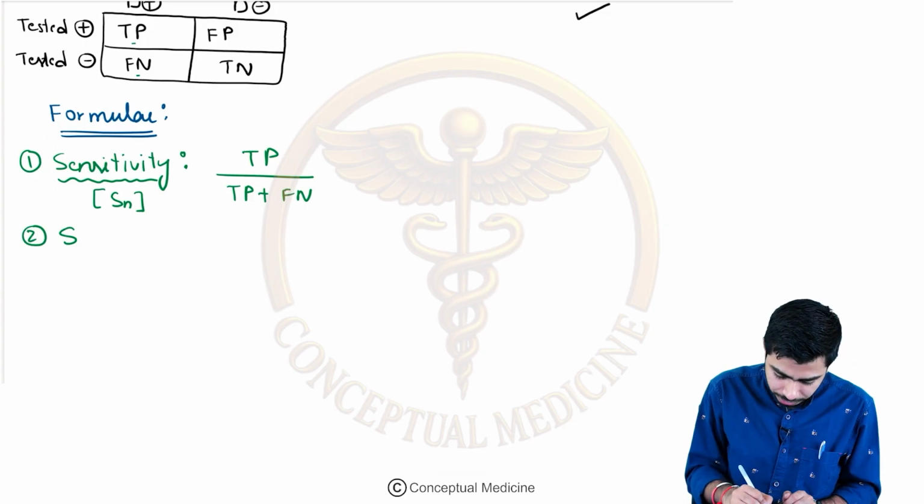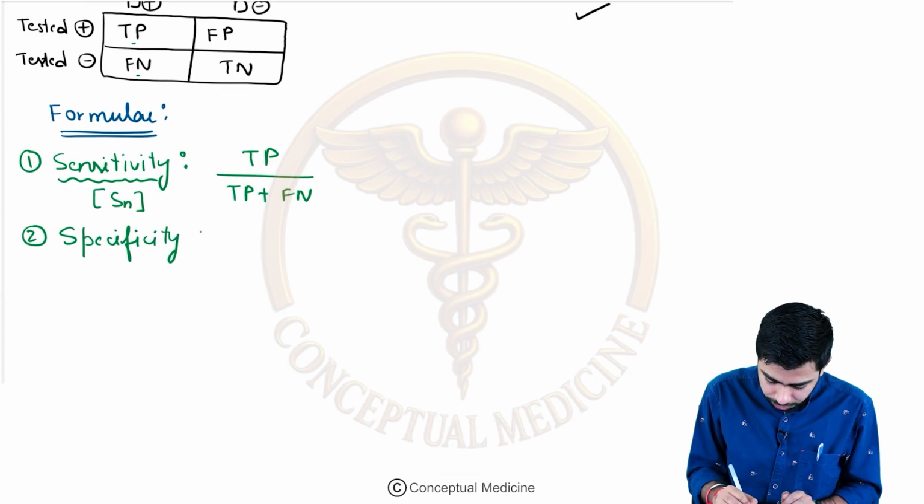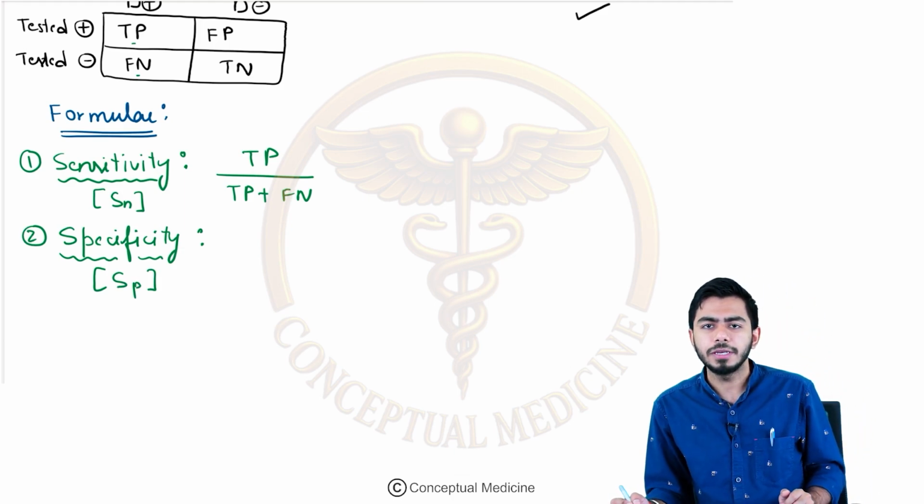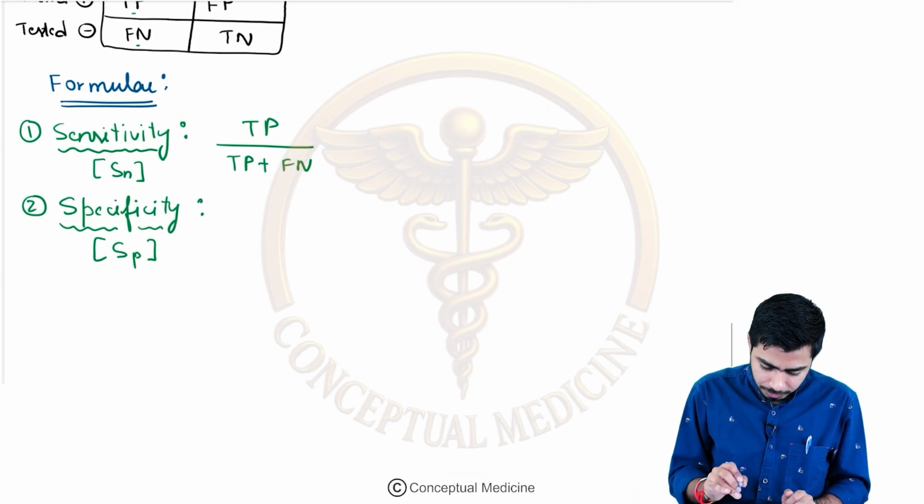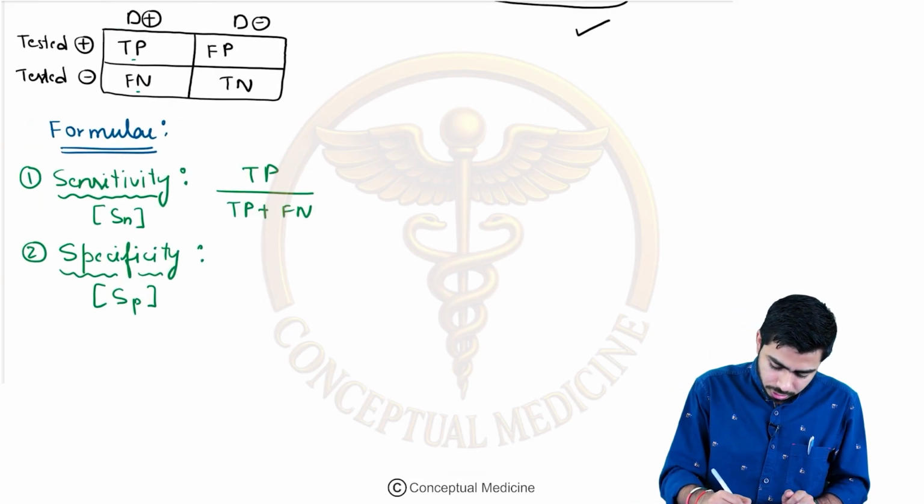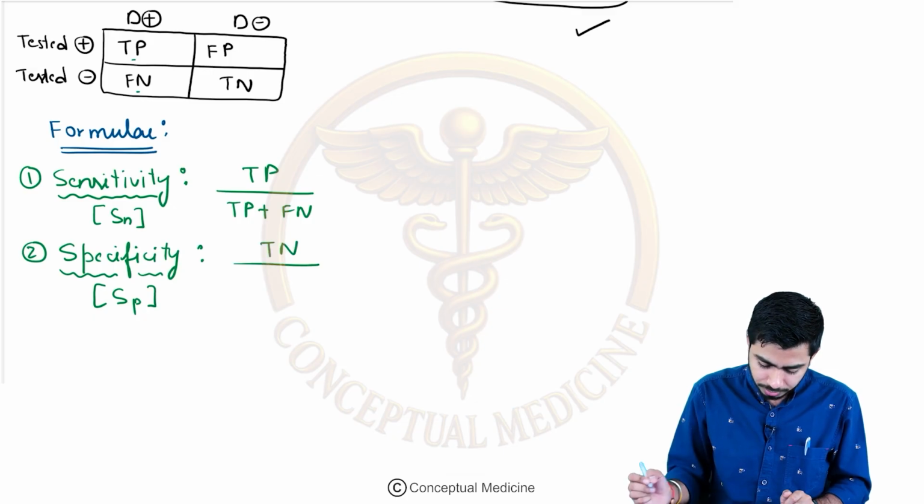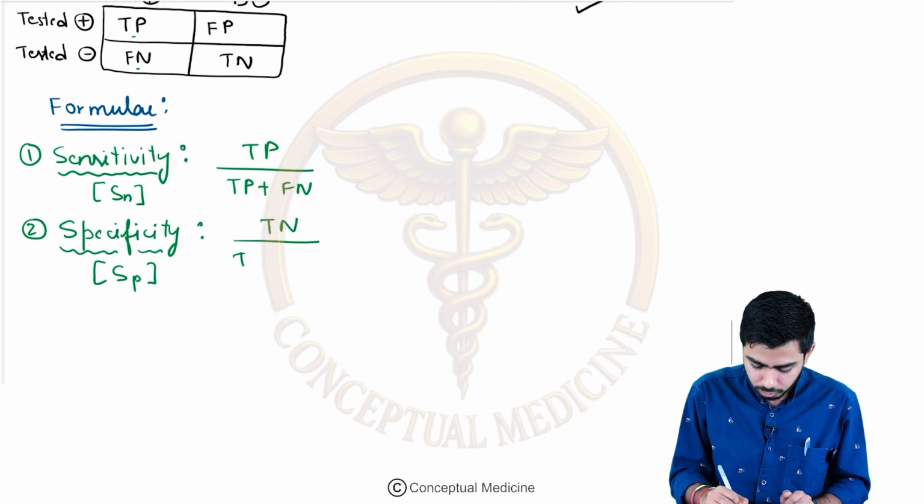Fine. Now the next formula which I am going to derive is specificity. Specificity is abbreviated as SP. Over here specificity simply means true negative divided by true negative plus false positive. I will not cross the table again. So true negative divided by true negative plus false positive.